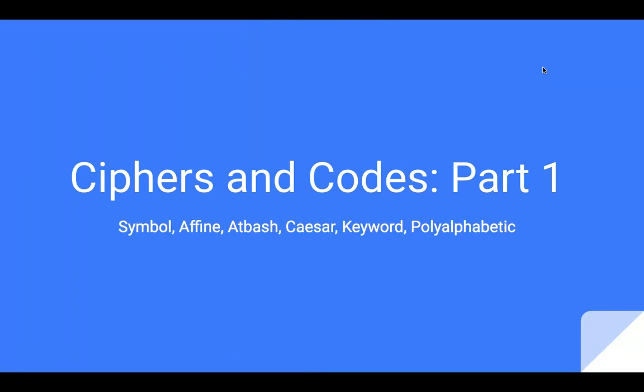Okay, here we go. This is Ciphers and Codes Part 1. And in this slideshow, we're going to cover symbol ciphers, affine ciphers, Atbash, Caesar, keyword, and polyalphabetic.